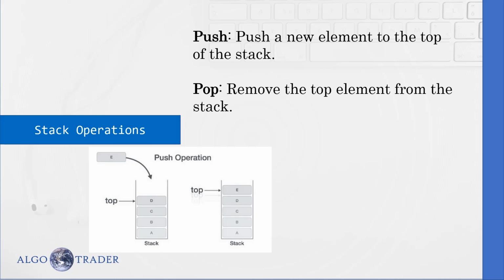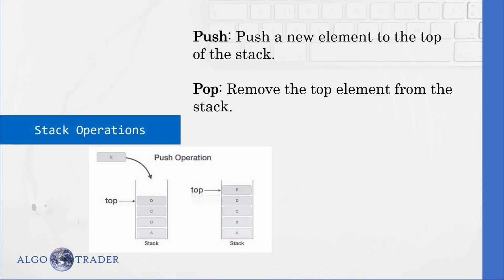Now we are going to insert a new element E. So how can we do it? We need to move the top pointer one level up and there insert the new element E. Now the top has become E. Earlier it was D.